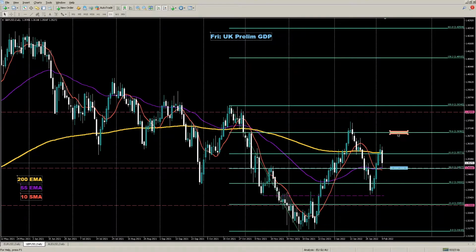And if it does push up higher, depending on the US dollar's movement next week, there's a key resistance zone up above here at the 138.00. It's going to be pretty high.